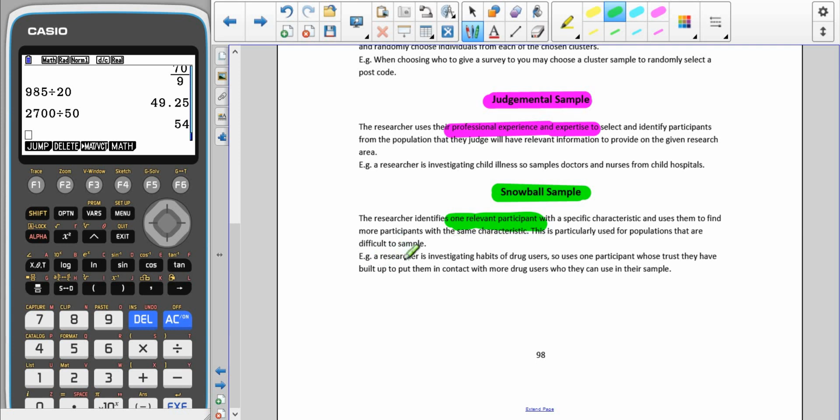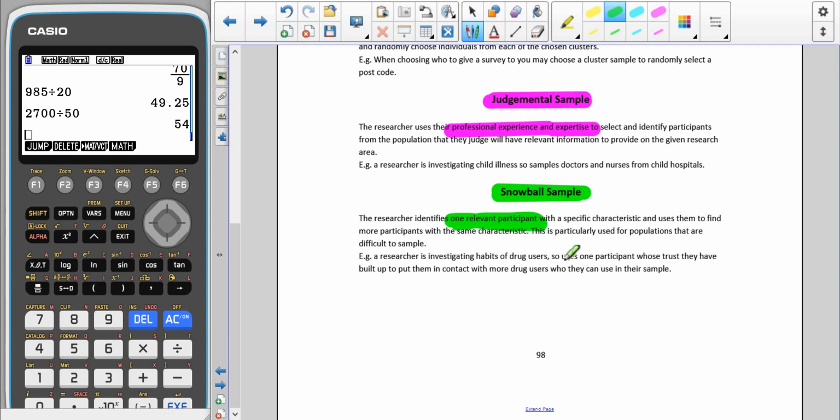For instance, if we were to research into the habits of drug users, it's going to be very hard for a researcher to get a large group of drug users to participate in their survey. Whereas if they got one relevant participant to feed them back information, then they are able to gather the information without having to actually interact with the drug users to get them to give the information.